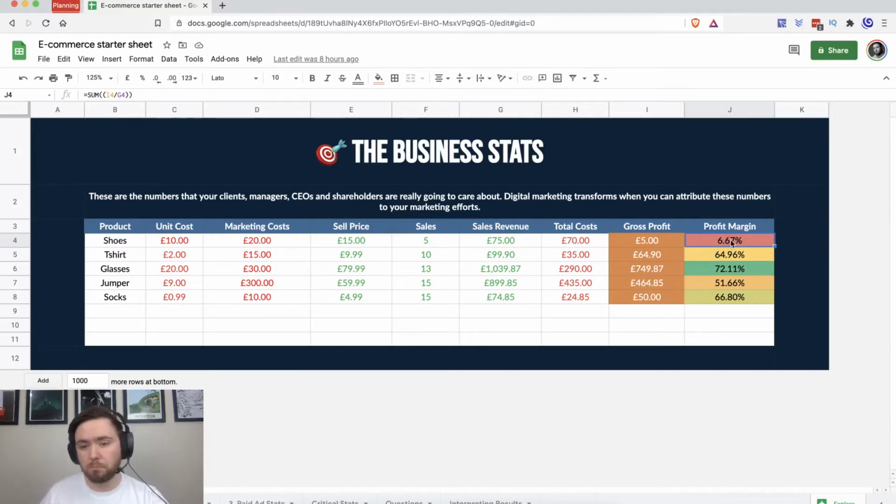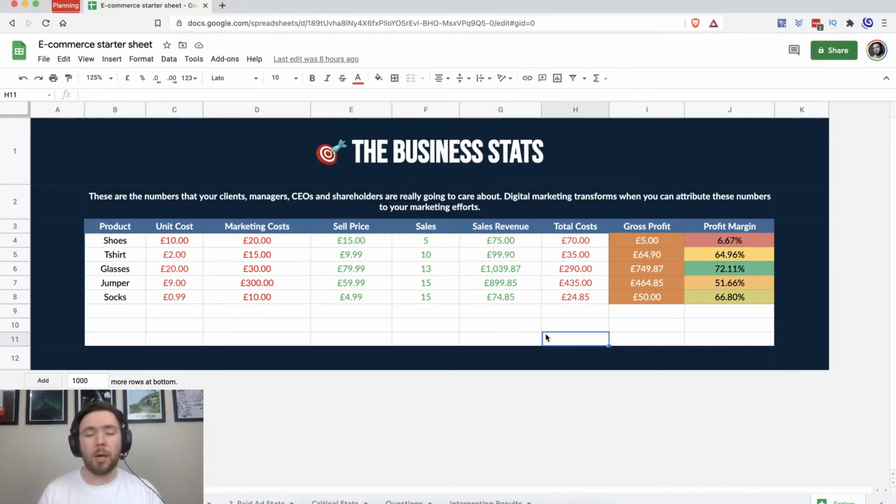But still, what I've done here is I've done a really simple conditional format, so we can see at a quick glance from green down to red being the lowest profit margin. So green here, these glasses, they're doing really well. They've got a really good profit margin, all things considered. Whereas those shoes at the top, they're really not doing it. So know these numbers, and then aim to know how you have influenced them.